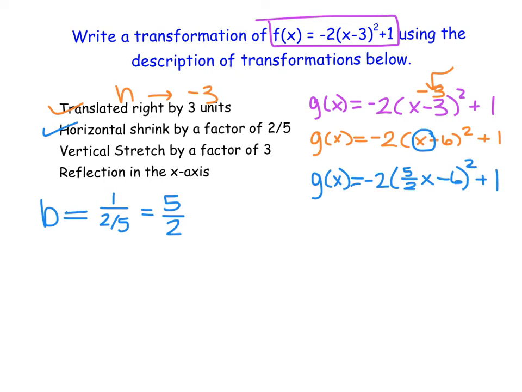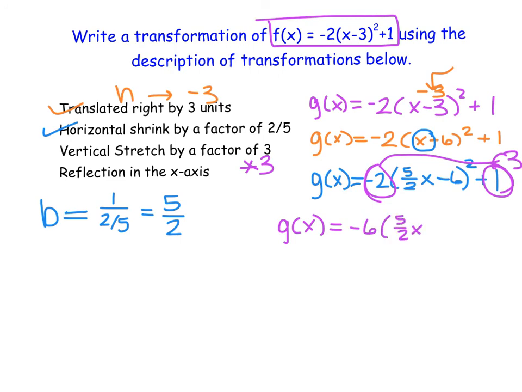Then from here we have a vertical stretch by a factor of 3. Remember that a vertical stretch happens on the outside, so we're going to multiply the entire outside by 3. So I'm going to multiply this entire chunk by 3, which really multiplies this 1 by 3 and this -2 by 3. So now we have g of x is equal to -6 in parentheses 5 over 2x minus 6 all squared. And then if I multiply the +1 by 3, we get +3.